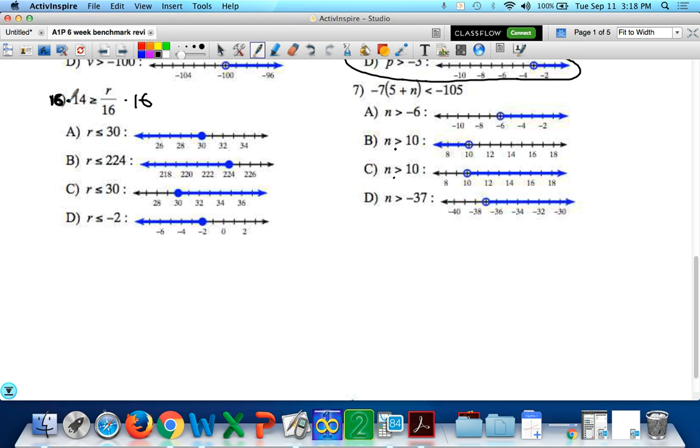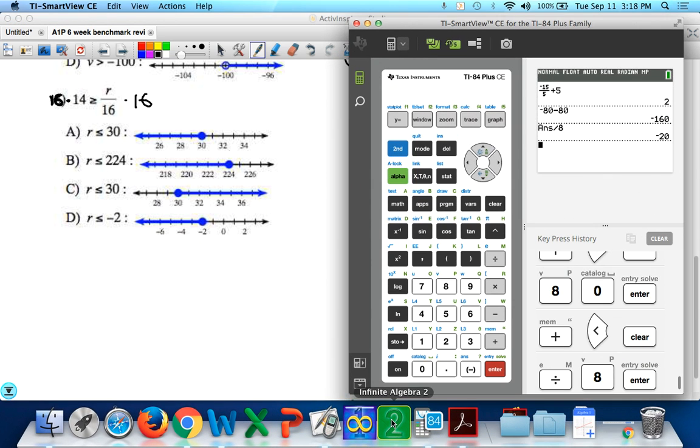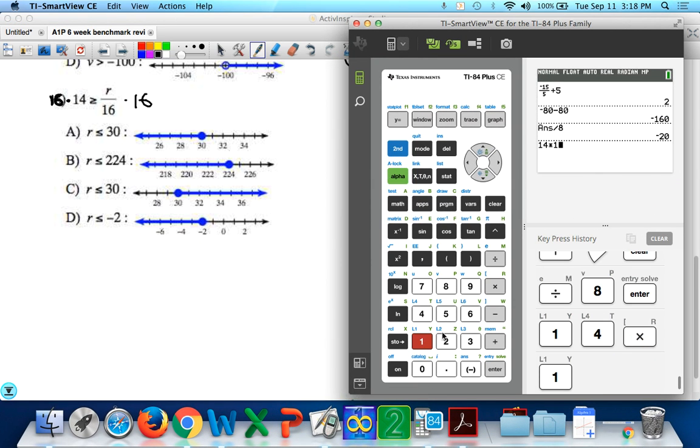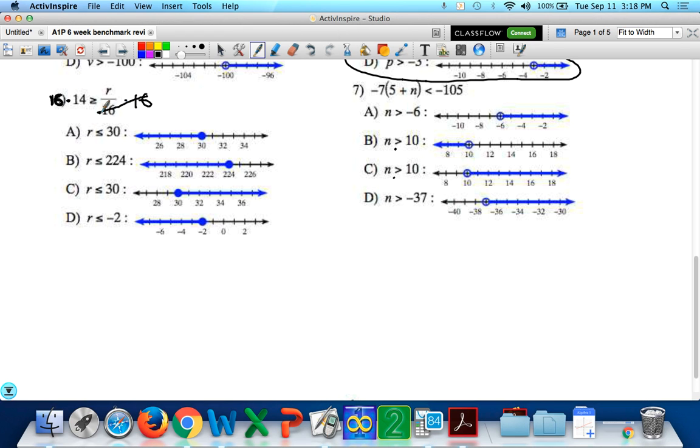I'm not very good with my 14 and 16 times tables, so I would do what you should do, which is put it in the calculator. Positive 224. So those are going to cancel. We get 224 is greater than or equal to R. Notice no sign flip or anything yet.